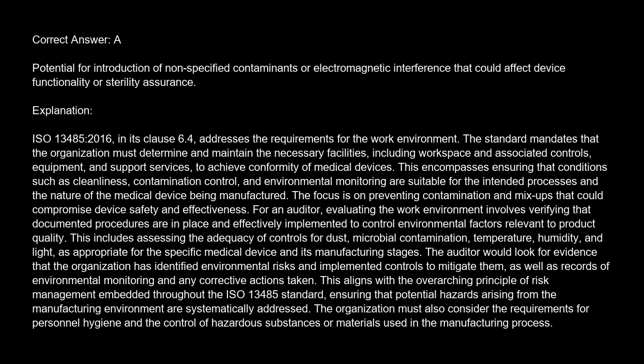The auditor would look for evidence that the organization has identified environmental risks and implemented controls to mitigate them, as well as records of environmental monitoring and any corrective actions taken. This aligns with the overarching principle of risk management embedded throughout the ISO 13485 standard, ensuring that potential hazards arising from the manufacturing environment are systematically addressed.